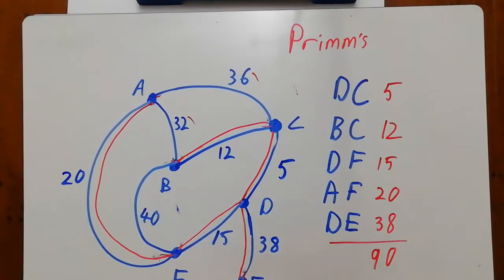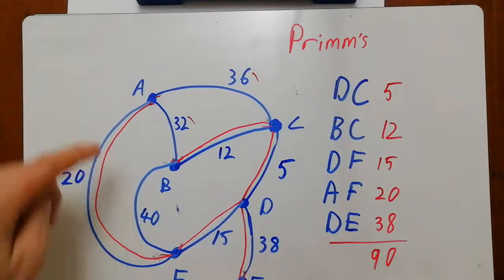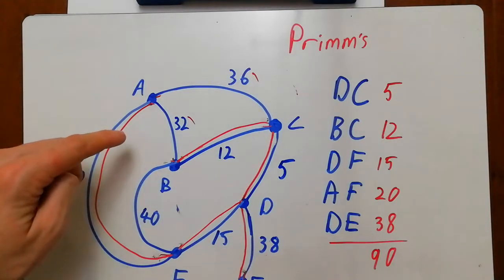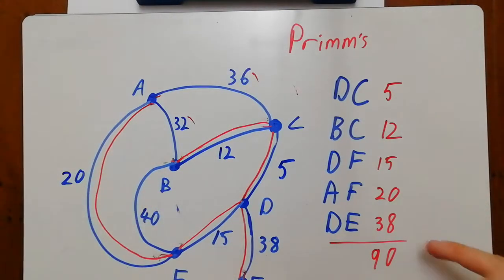Remember, a tree doesn't contain a cycle, and a spanning tree visits every node on the network and also doesn't contain a cycle. A minimum spanning tree visits every node on the network without creating a cycle, and it does it with the minimum possible weight.